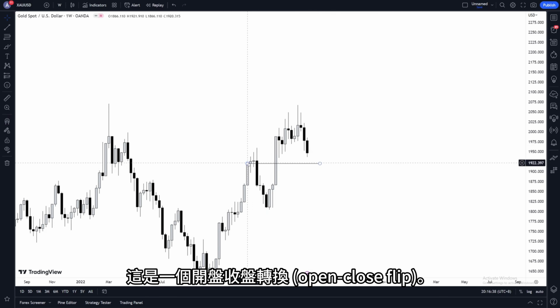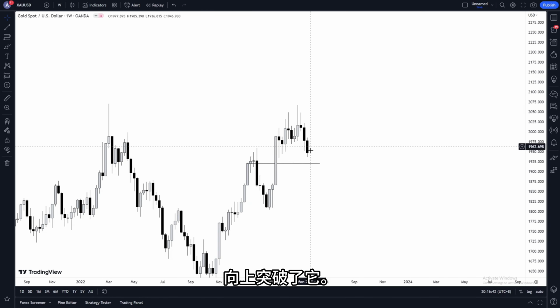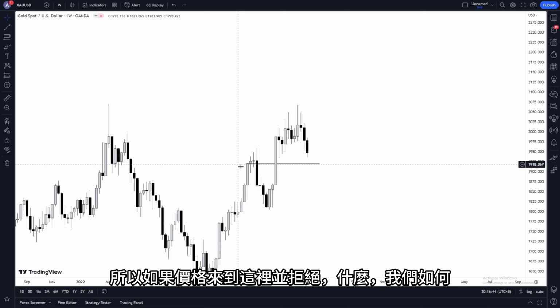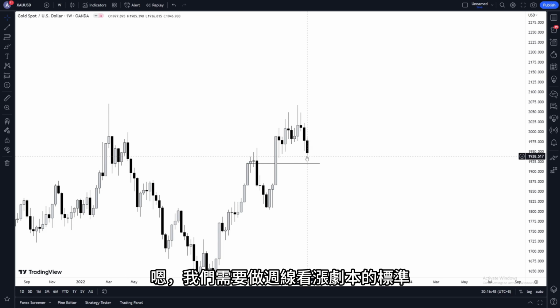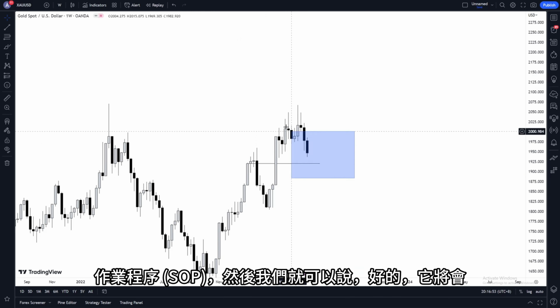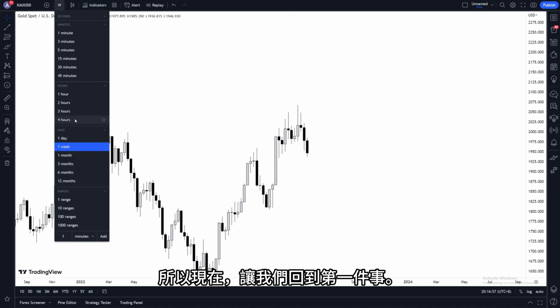This is an open close flip. This was once a sell, right? A sell, but price broke it up. So if price comes here and rejects, how can we trust, or how can we say that, yo, I want to trust this area to hold price? Well, weekly needs to do the weekly bullish storyline's standard operating procedure, and then we can say, okay, it's going to propel price up. So now let's go back to the first thing.